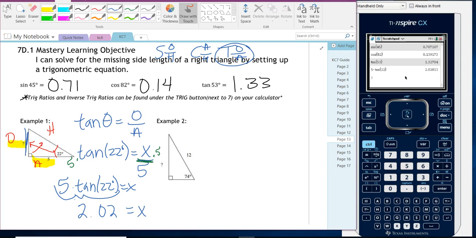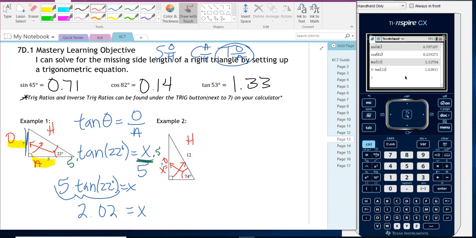Okay, looking at example number 2. Again, we started off with what we know. We know that this is my angle, and I want to label my triangle based off of my given angle. So that means that this is my opposite side, which I don't know, so this is what I'm going to be labeling as x. We know across from that 90-degree angle is my hypotenuse.